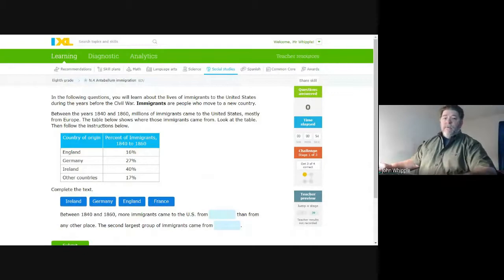I tried this before. It didn't really work. It's kind of a mess, so I deleted it. We're going to try and do that N4 Antebellum Immigration together again.